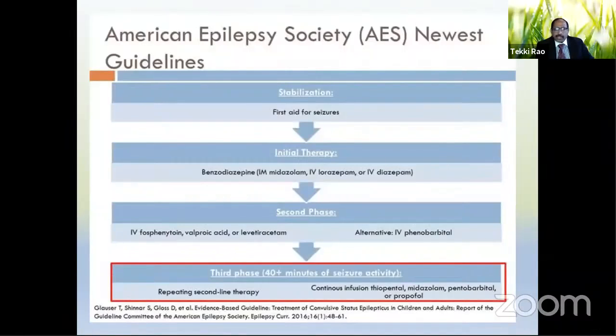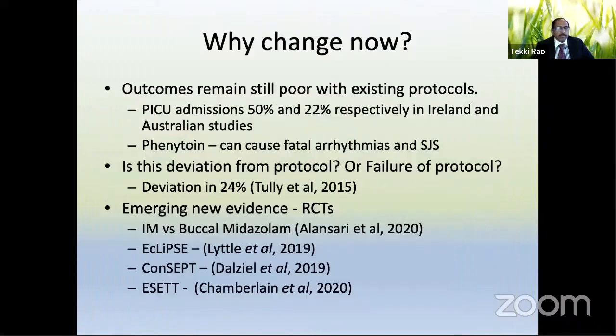American Epilepsy Society guidelines are slightly different. These are based on the new guidelines in 2018, where they have introduced valproate and levetiracetam in their second line, whereas fosphenytoin was introduced about 10 years ago in American guidelines. But fosphenytoin apparently is expensive and is not available in the European market. The third phase is almost similar.